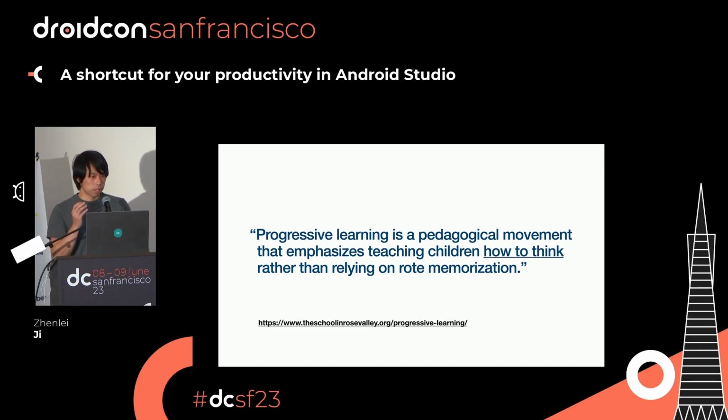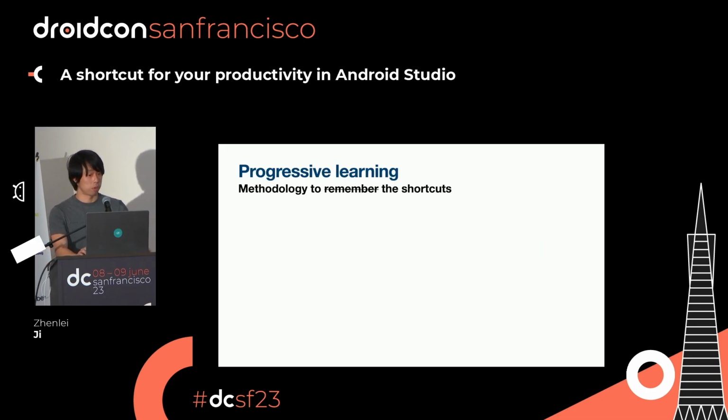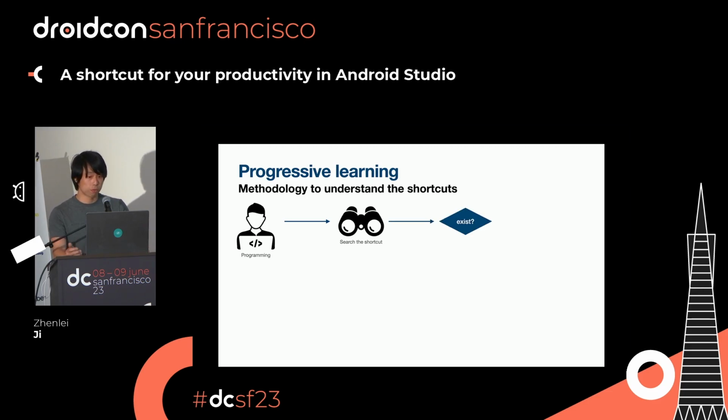So then I will explain here the methodology that I use to learn shortcuts. So methodology to remember the shortcuts, just remove remember and try to use understand. So the goal is to understand the shortcut instead of just remember. So you are programming some code, and then you want to perform some action. So you search for the shortcut. And if you find the shortcut, cool. Try to understand the shortcut, why the guy created this kind of combination of shortcuts.